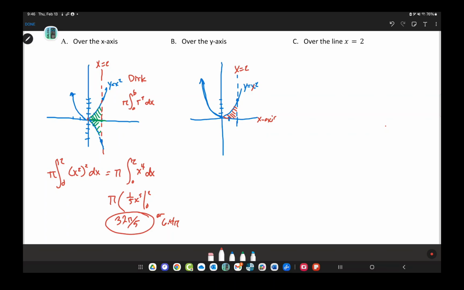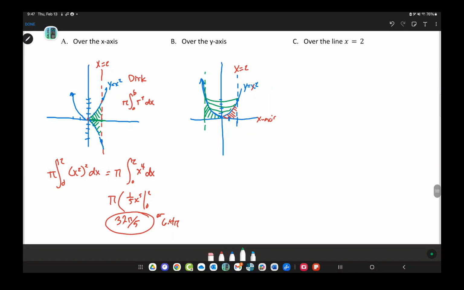So this time I'm rotating around the y-axis. If I rotate this way, there's a big old hole in the middle. Because it's this function being rotated, you have to mirror that function.